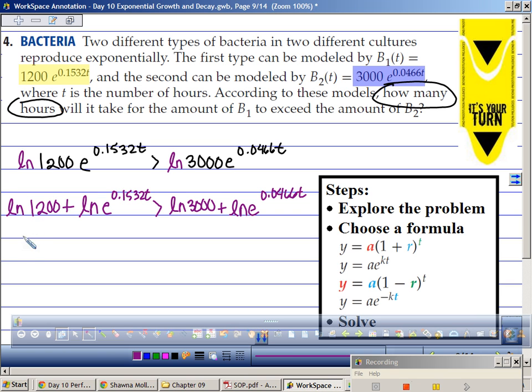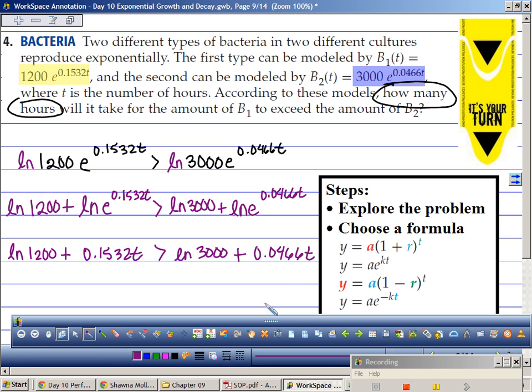Okay. So now I have ln 1200 plus 0.1532t. Everybody okay with that? ln 3000 plus 0.0466t. Now what? Just move stuff around? Yeah?